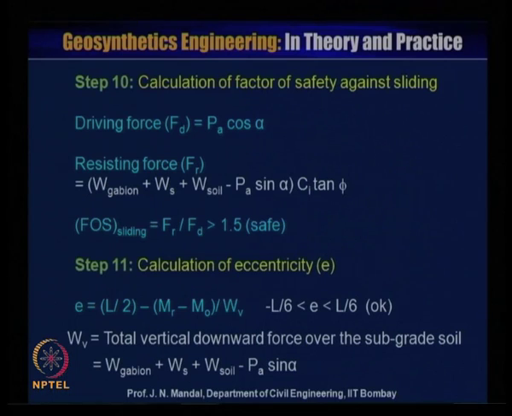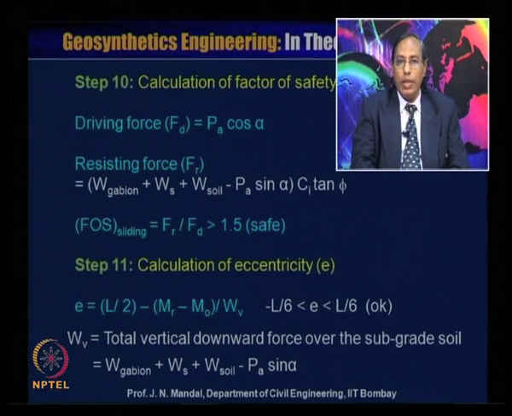Step 10, calculation of factor of safety against sliding. So driving force Fd is equal to Pa cos alpha. Resisting force Fr is equal to W of Gabion plus W of S plus W of soil minus Pa sin alpha into C_i tan phi, that is at the base. So factor of safety against sliding is equal to Fr by Fd, that is greater than 1.5, that means safe.